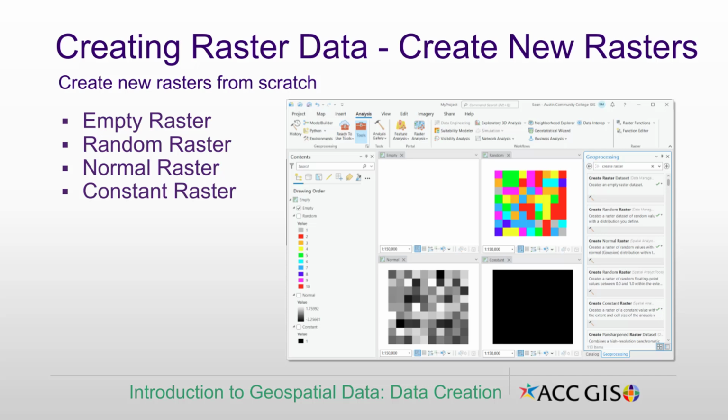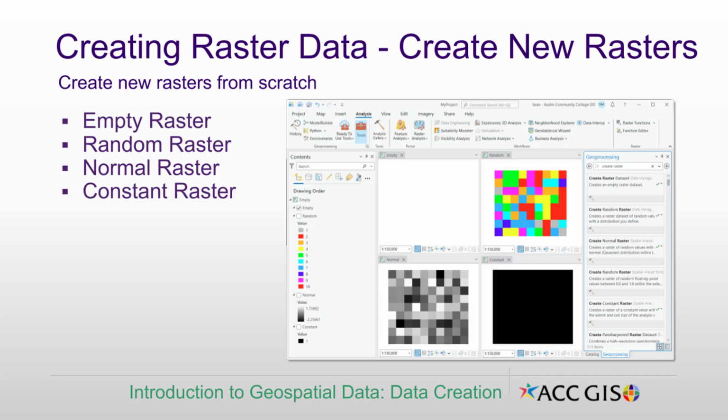And so we'll start with creating new rasters from scratch. And in ArcGIS Pro, there are a bunch of different approaches to creating new rasters from scratch, including creating an empty raster, a random raster, a normal raster, or a constant raster. And you can access the geoprocessing tools required to create these rasters from the analysis ribbon by clicking on the tools button. And in the geoprocessing pane, you can see I've searched for create raster, and you can see in my results, I now have access to geoprocessing tools that allow me to create a new raster.